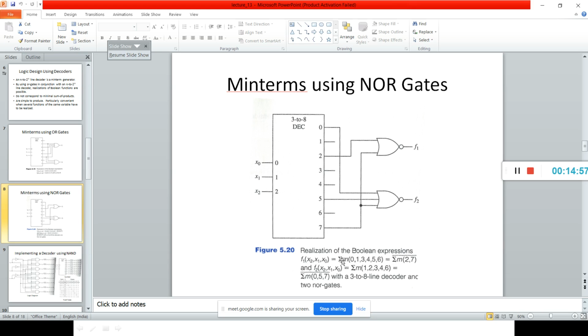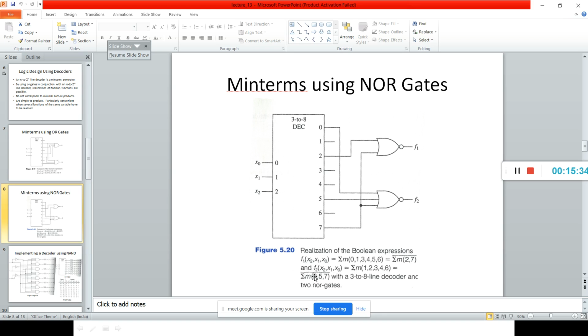See here, f1 of x2, x1, x0 is summation m 0, 1, 3, 4, 5, 6. What is not present in this? That is 2 and 7. So it is a complement of this, and complement means you have to take a bar upon it. So summation m 2, 7 with a bar. Next f2 of x2, x1, x0 is summation m 1, 2, 3, 4, 6. What is not present here? 0 is not present, 5 is not present, 7 is not present.